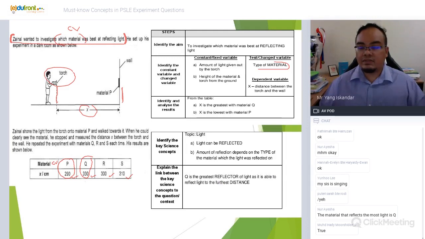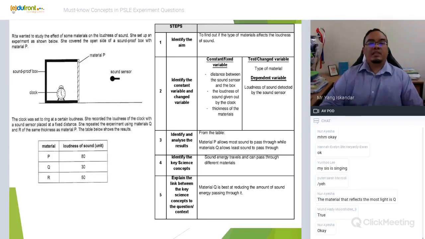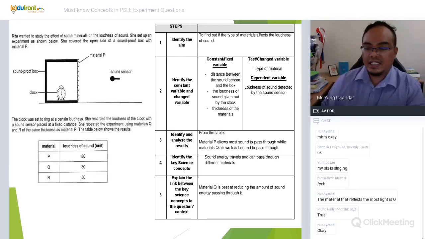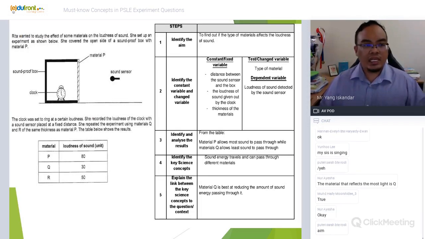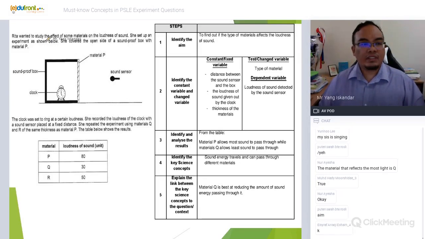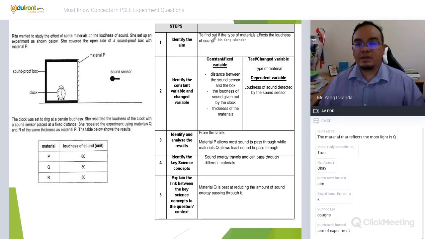Next one, let's take a look at the next question. Now this is a question on sound energy, another past PSLE question. Let's read together. Rita wanted to study the effect of some materials on the loudness of sound. She set up an experiment as shown below, and she covered the open side of the soundproof box with material P. So what is the aim of the experiment?